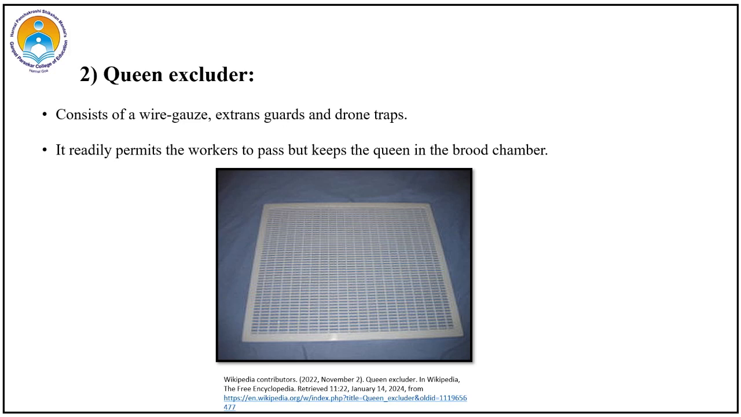Next one is the queen excluder. It consists of a wire gauge, guards and drone traps. It readily permits the workers to pass but keeps the queen in the brood chamber. In this picture you can see the queen excluder.